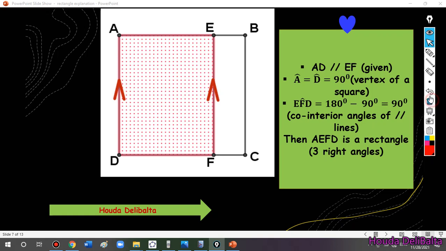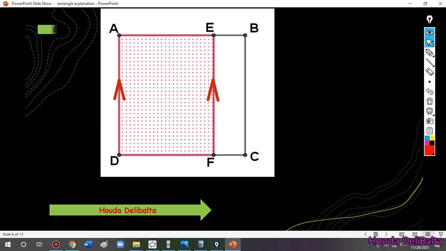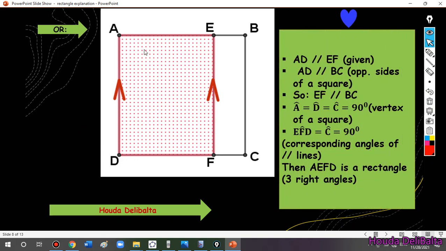Also, we can use the idea of 3 right angles, but we can use the corresponding angles. For example, here, if I have that AD is parallel to EF, and I have that also AD and BC are parallel, so I can put that sign on BC too. So AD and BC are parallel because they are opposite sides of a square. AD and EF are parallel because they are given. And by comparison, I can notice that EF and BC are parallel. So BC and EF are parallel.